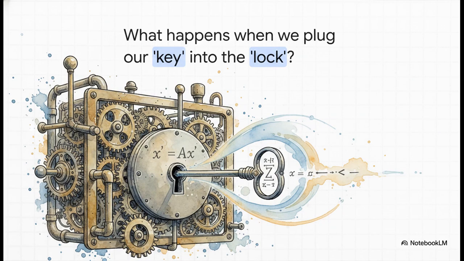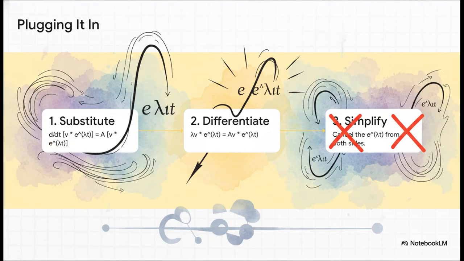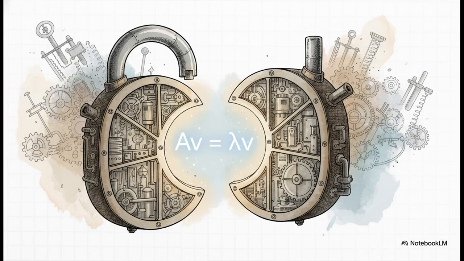All right, moment of truth. Does the key actually fit? Let's take our guess for x(t) and plug it straight into our original equation, x prime equals Ax. This is where the magic happens. So on the left side, we need the derivative. Since v is just a constant vector, the chain rule gives us lambda times v times e to the lambda t. Simple enough. And the right side is just A times our guess. Now look closely. You see that e to the lambda t on both sides? Well, since an exponential can never ever be zero, we can just cancel it out. And just like that, click, the lock opens.